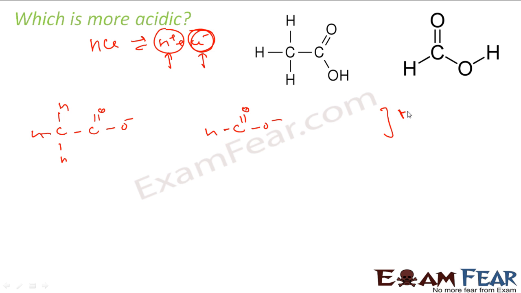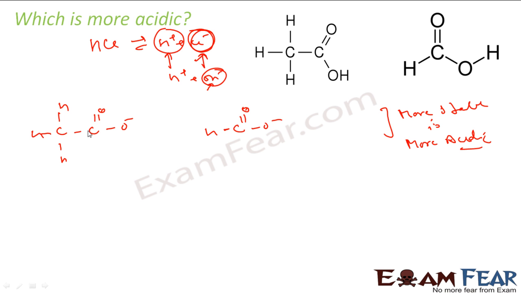Now we have to say which one is more stable. The more stable one is more acidic. Hope you understand this. See, Cl minus is more stable, so HCl is more acidic. If you see water, it gives H plus and OH minus, and OH minus is not stable. So water is less acidic, but Cl minus is stable, so it's more acidic. So if the conjugate base is more stable, that means it is more acidic. This is all my conjugate base. The one which is more stable is more acidic.